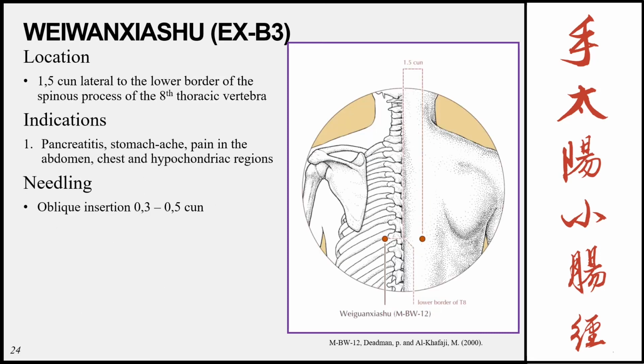The next point is Wei 1 Xia Shu, EXB3. So this point is located 1.5 tsun lateral to the lower border of the spinous process of the 8th thoracic vertebra. So if you remember from your bladder lectures, there was no point lateral to the lower border of the 8th thoracic vertebra. And Wei 1 Xia Shu can be used for pancreatitis, stomach ache, pain in the abdomen, chest, and hypochondriac regions. Our insertion is oblique insertion, 0.3 to 0.5 tsun.